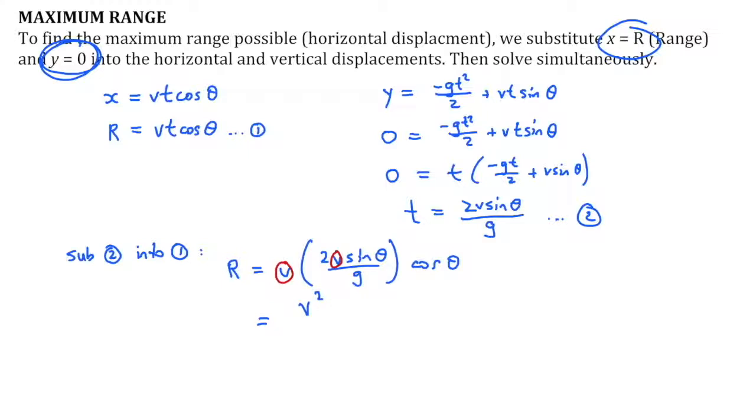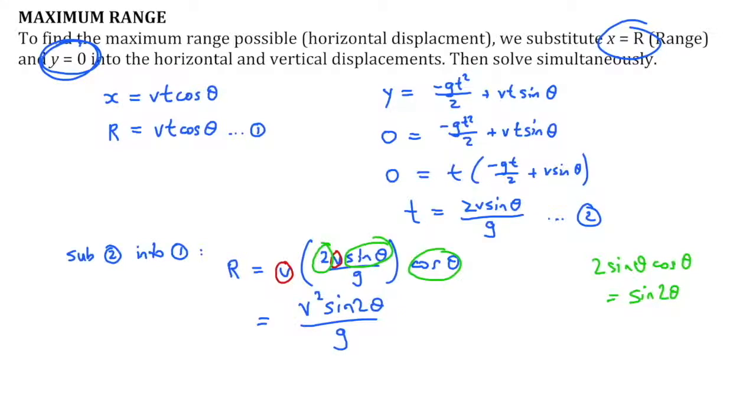I've got a 2 sine theta cos theta. Now, 2 sine theta cos theta is just another way of writing, if you remember, the sine of 2 theta. So I'm going to say it's v squared sine 2 theta over g. And that is the formula to find how far our projectile travels, its maximum range. Right, we have one more thing to look at, and then we're done with generating the formulas that we're going to be requiring for these questions.